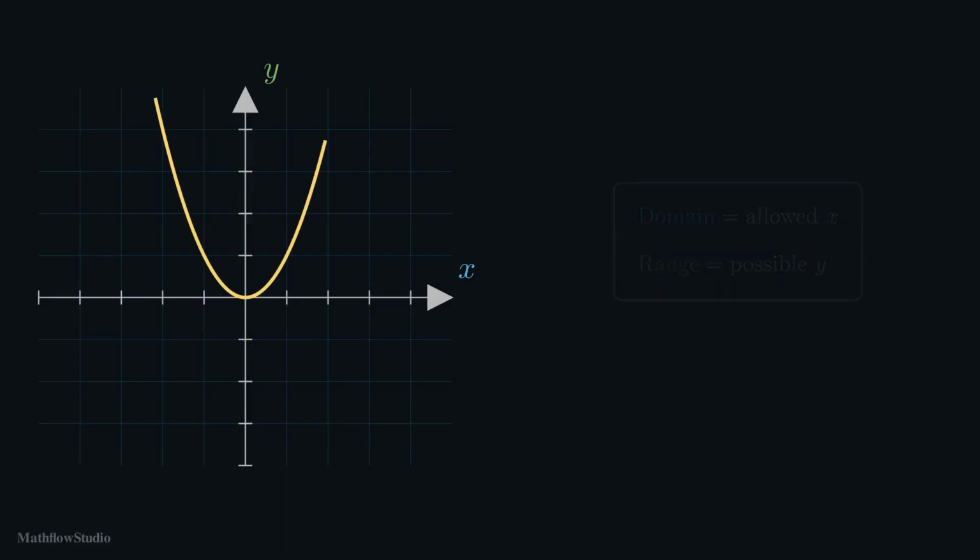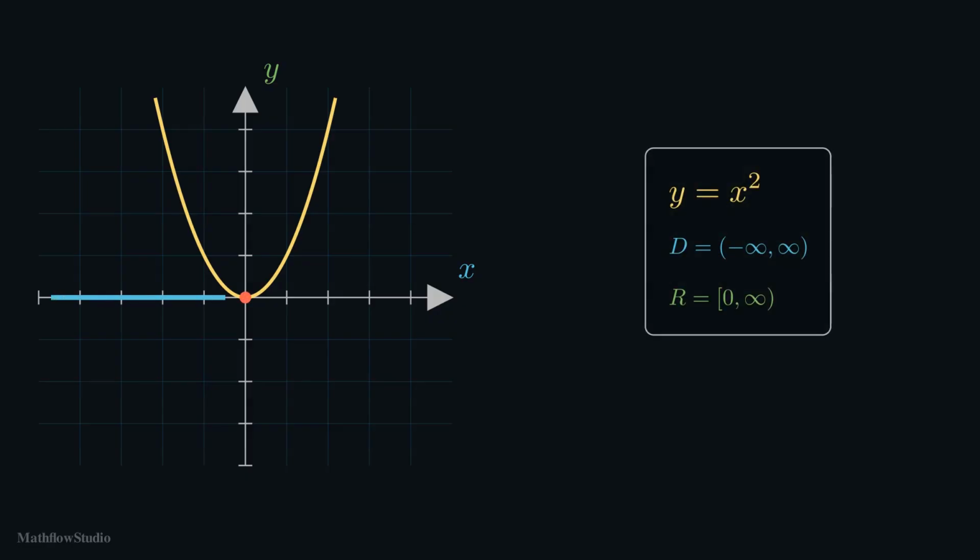Take the function y equals x squared. Every real number is a valid input, so the domain is all real numbers. But the outputs never drop below 0. The lowest point is the vertex. So the range is every value from 0 upward.